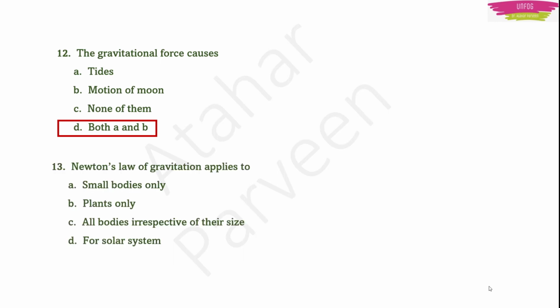Next question. Newton's law of gravitation applies to: small bodies only, planets only, all bodies irrespective of their size, or the solar system. Now by this time we are clear that Newton's law of gravitation applies to all bodies, whatever their size will be. Any two bodies having mass, you will have gravitation between them. Okay.